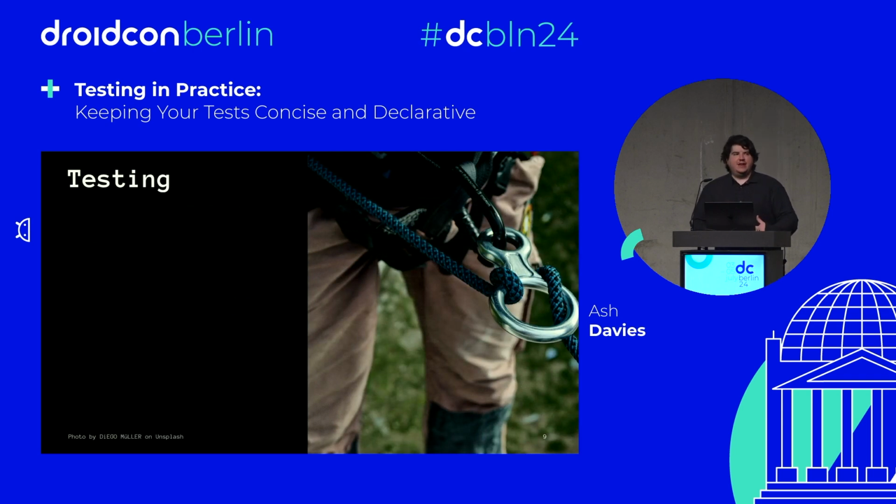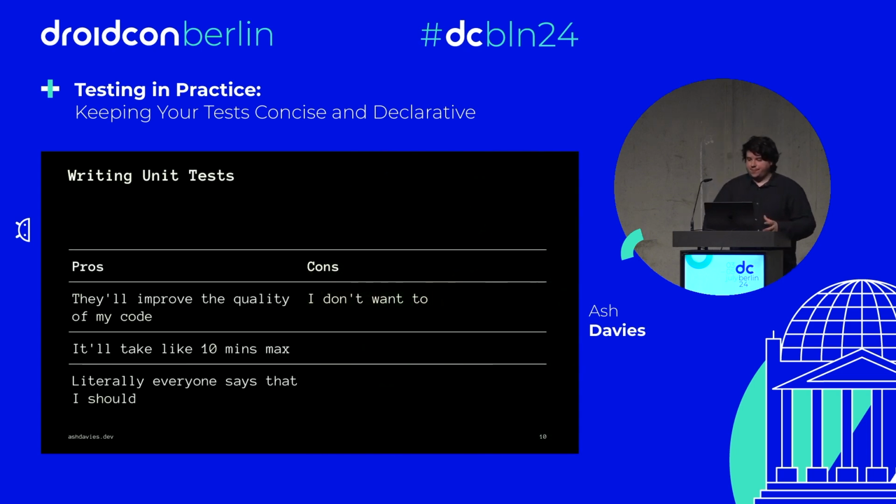But more importantly, testing acts as a safety harness. It gives you that confidence when you're refactoring or changing code that you're not actually going to break something. So if you're refactoring and it's a bit of legacy code, for example, you want to have that safety harness in place to make sure you're not going to break anything.